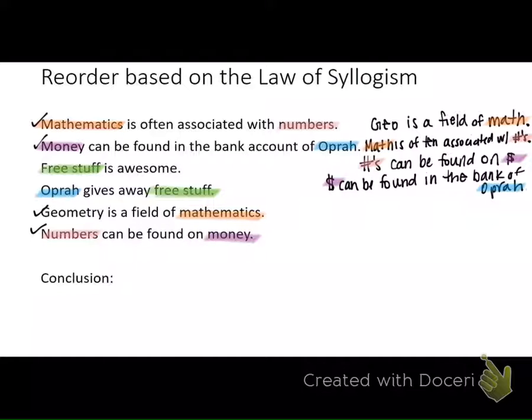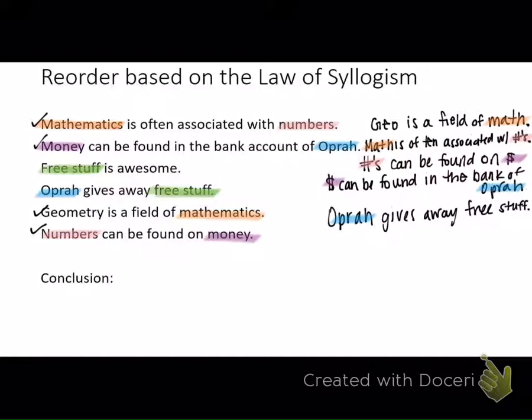All right. What is the next line there, Corey? Oprah gives away free stuff. So we're almost done. You have to use all of the lines. We're almost there. So what is my last line there? What would my last line be there, Cole? Free stuff is awesome.